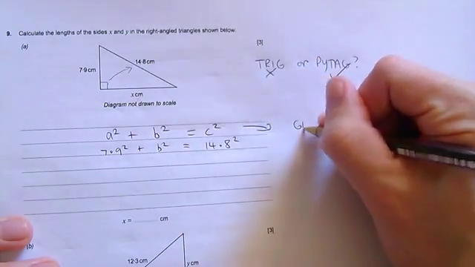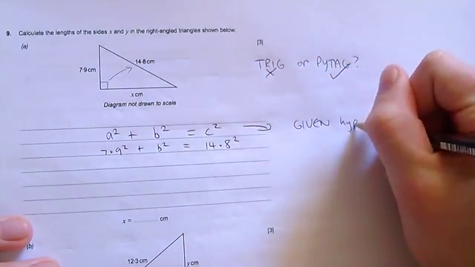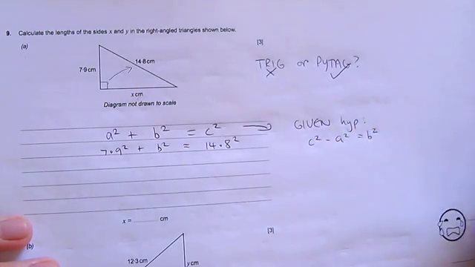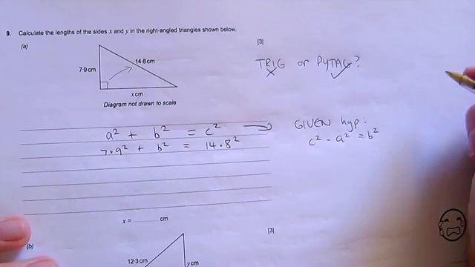Or you could say, given the hypotenuse, it becomes c squared minus a squared equals b squared, or vice versa, c squared minus b squared equals a squared. Both will give the same answer.